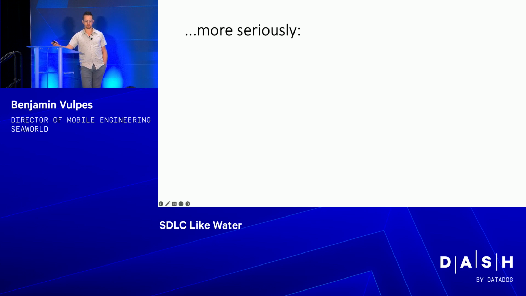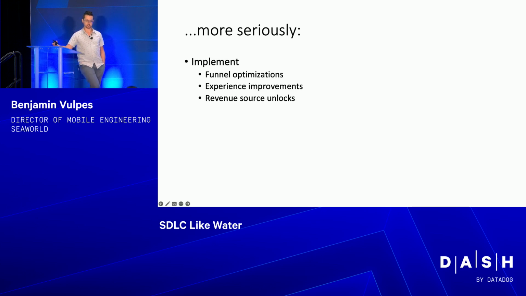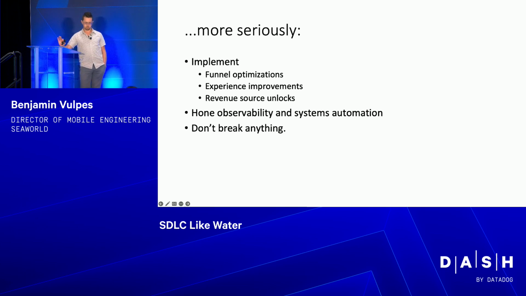Seriously and concretely, we implement funnel optimizations, improve the experience for our guests, and we unlock new sources of revenue for the company. New revenue sources would be things like ordering food online and having that print out in the restaurants, these sorts of things. We constantly work on honing our observability and systems automation. But again, don't break anything.